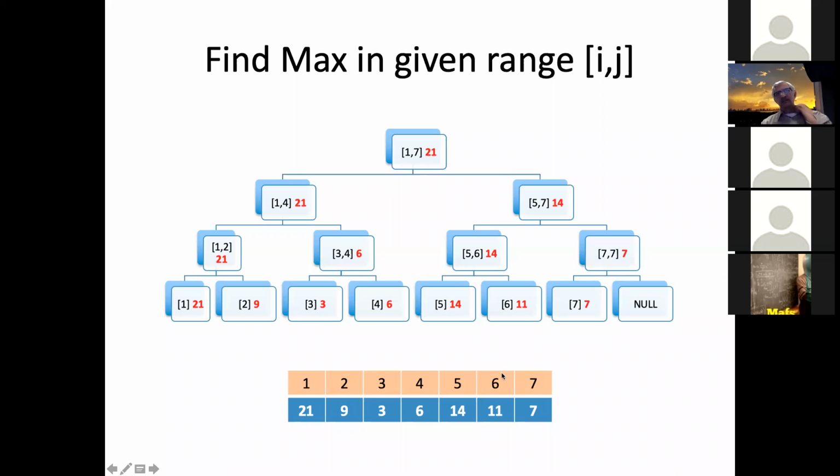Now let's try something a little more complicated. Instead of going from 3 to 6, let's go from 2 to 5. If we're going from 2 to 5, we know that the answer should still be 14. But let's figure out how we are going to walk down the tree and figure out this answer. Any questions about this so far?